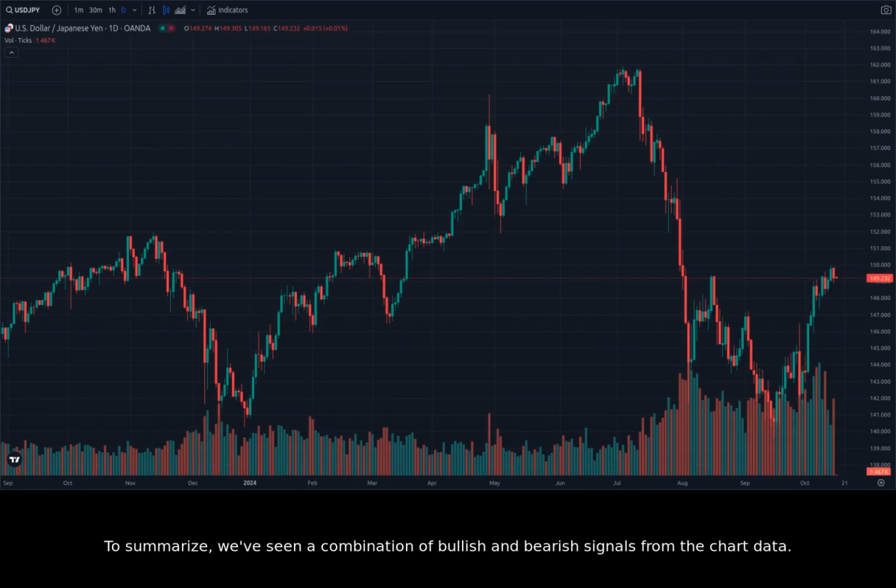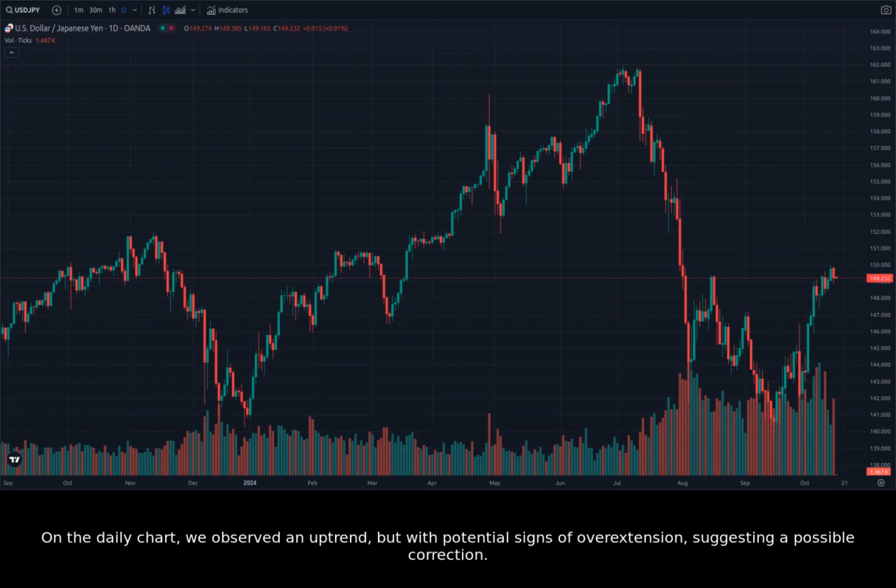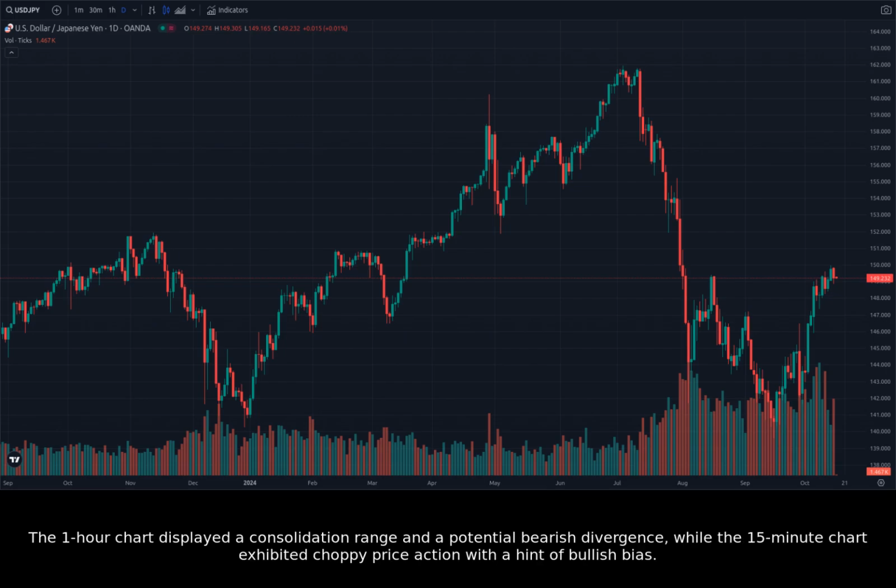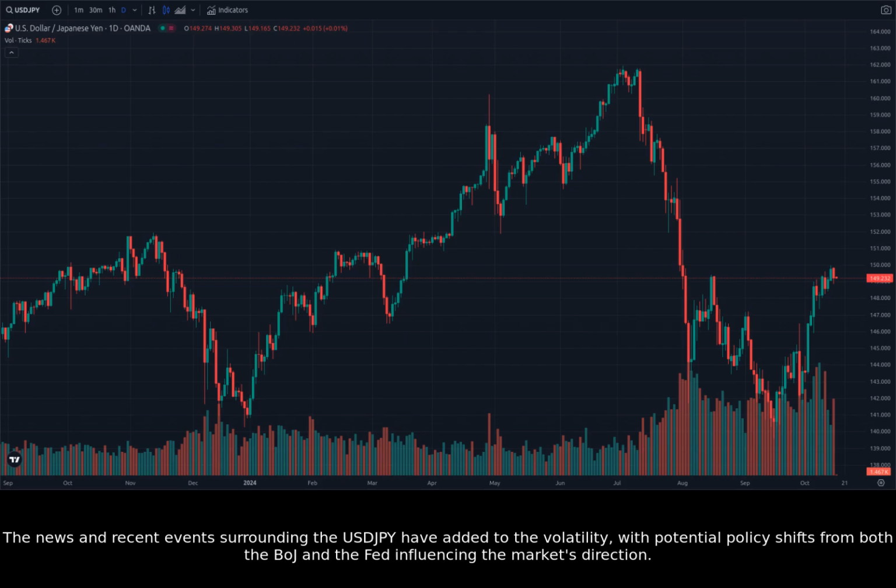To summarize, we've seen a combination of bullish and bearish signals from the chart data. On the daily chart, we observed an uptrend, but with potential signs of overextension, suggesting a possible correction. The 1-hour chart displayed a consolidation range and a potential bearish divergence, while the 15-minute chart exhibited choppy price action with a hint of bullish bias. The news and recent events surrounding the USDJPY have added to the volatility, with potential policy shifts from both the BOJ and the Fed influencing the market's direction.